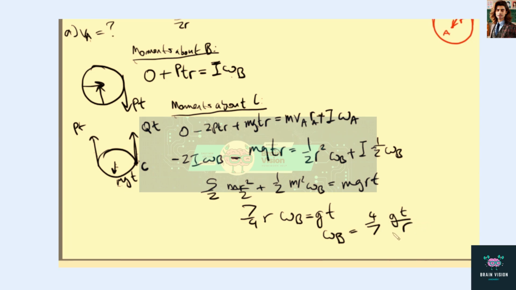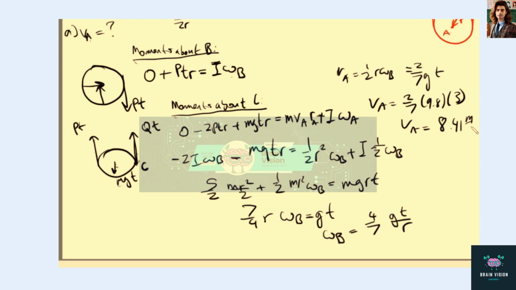And so VA is equal to 1/2 r omega b. So that's going to give us 2/7 gt. So that's VA is equal to 2/7 times 9.8 times 3, which gives us a speed of 8.41 meters per second.